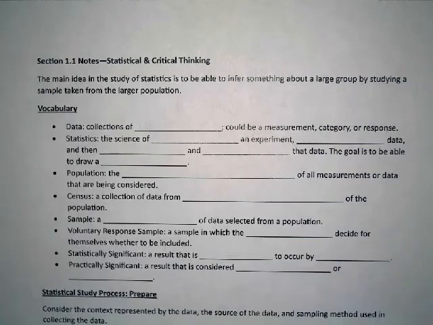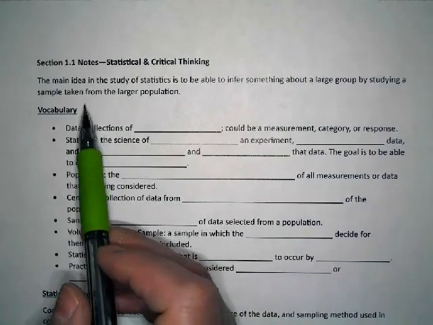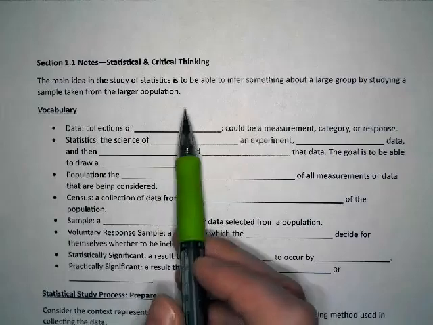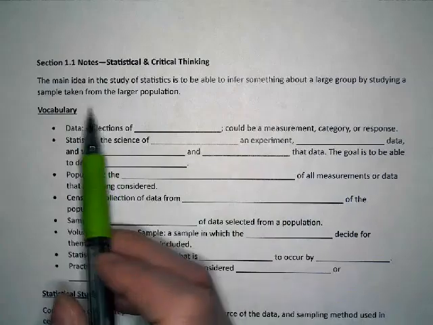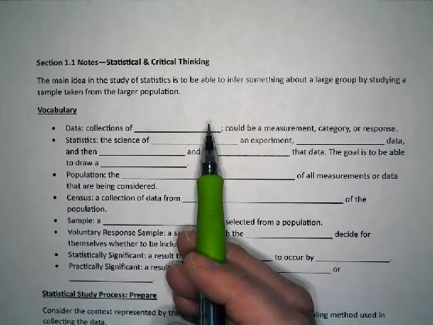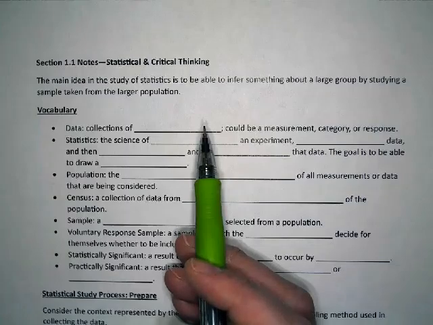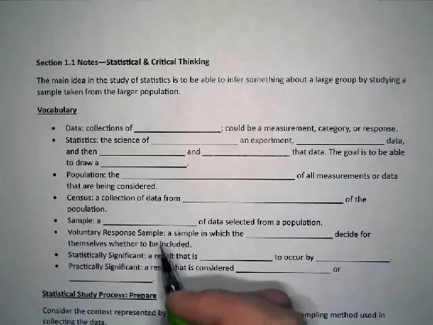In this video, we'll be going over the section 1.1 notes, which are on statistical and critical thinking. So first, the main theme of the semester is written out. The main idea in the study of statistics is to be able to infer something about a large group by studying a sample taken from the larger population. Here our goal is to become better critical thinkers. So we're going to take in data, analyze it, and then draw valid conclusions.